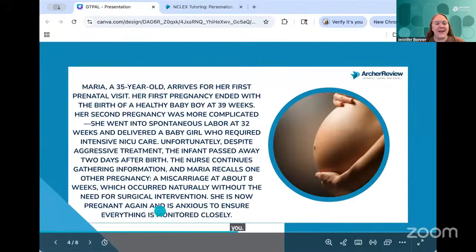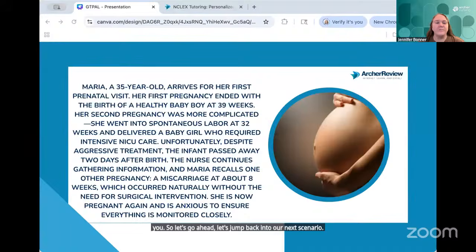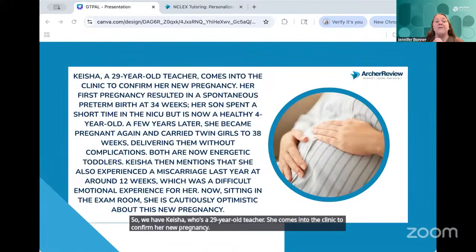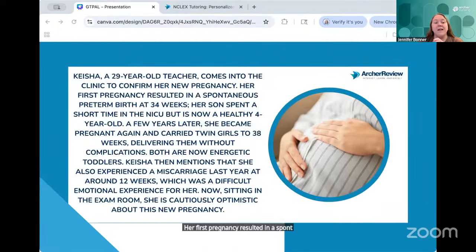So let's go ahead. Let's jump back into our next scenario. So we have Keisha, who's a 29-year-old teacher. She comes into the clinic to confirm her new pregnancy. Her first pregnancy resulted in a spontaneous preterm birth at 34 weeks. Her son spent a short time in the NICU, but is now a healthy 4-year-old. A few years later, she became pregnant again and carried twin girls to 38 weeks, delivering them without complications. Both are energetic toddlers. Whew, I can only imagine.